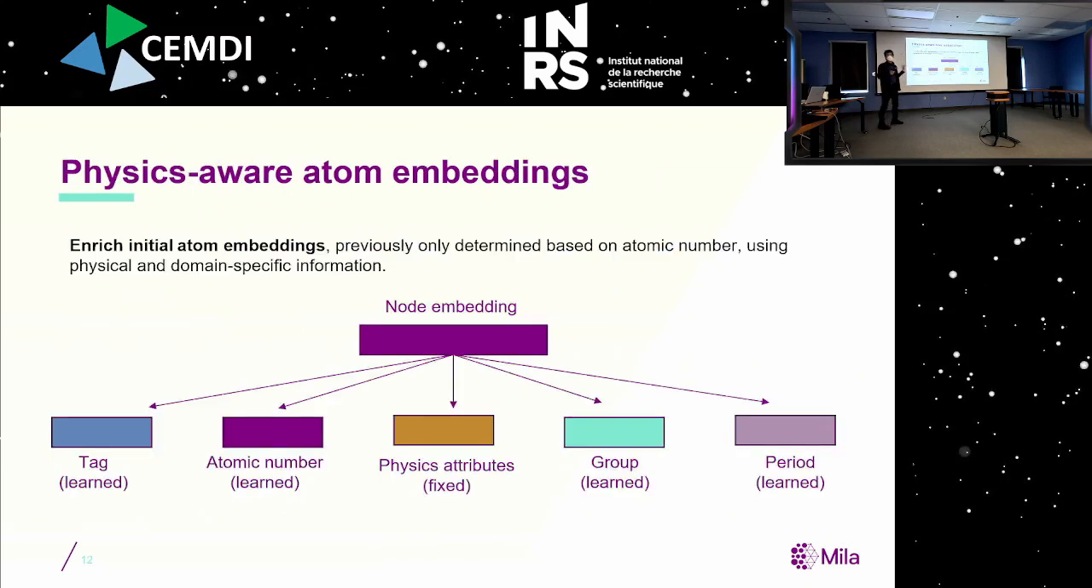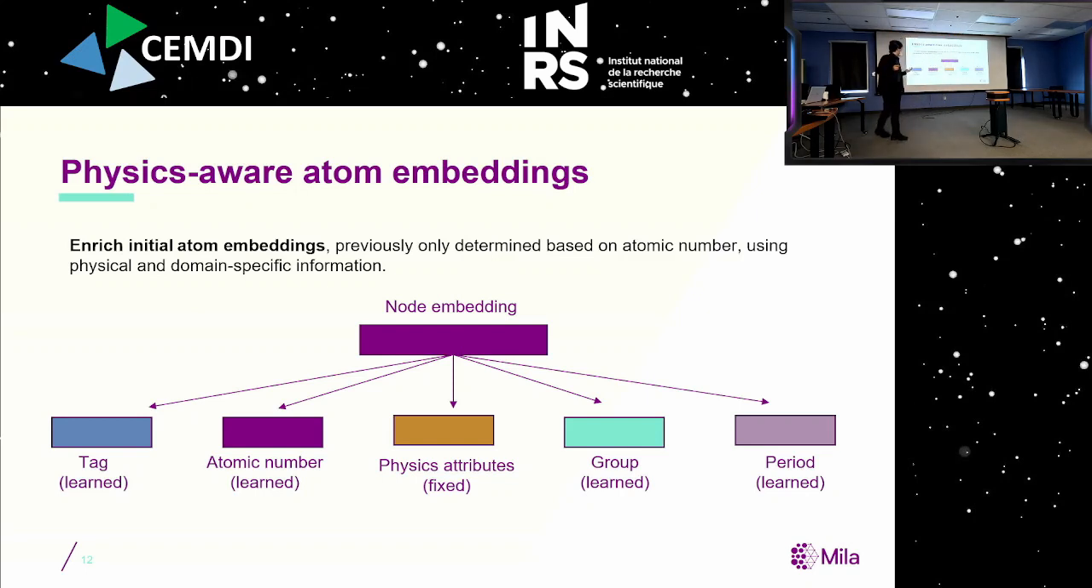OK, so that's the first innovation. Second innovation I want to bring up is physics-aware atom embeddings. And you might think that this is obvious, but people were actually not doing this. Previously, people were just throwing in the atomic number and learning some vector based on that atomic number. This is, again, the deep learning philosophy. Oh, we can learn everything from scratch.